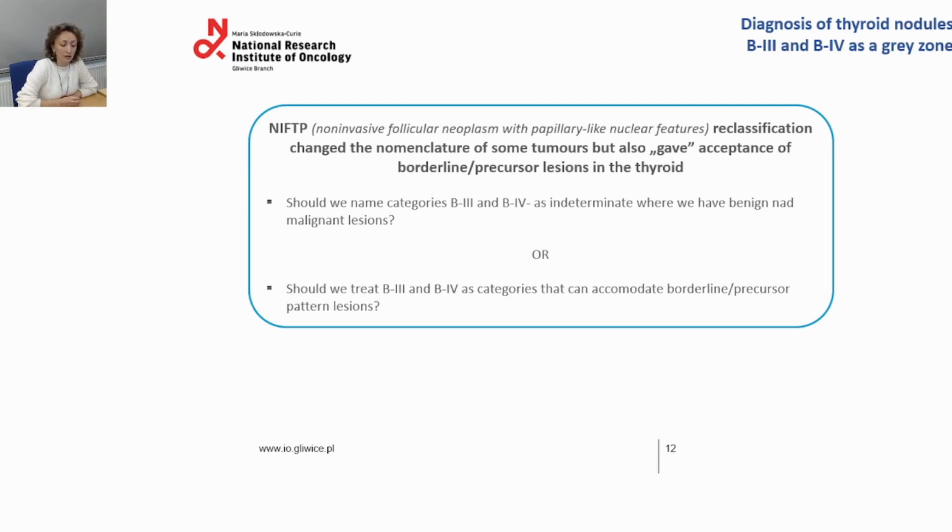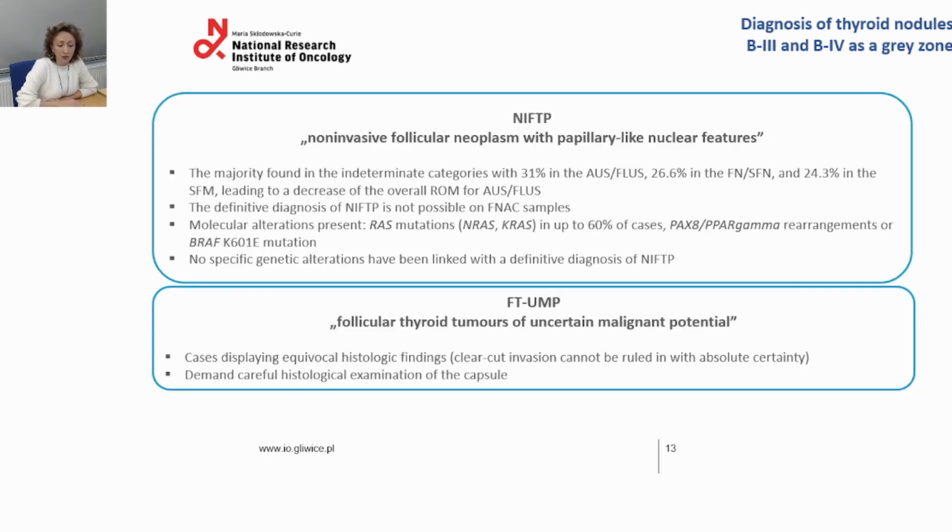the thyroid. And we can treat the B3 and B4 Bethesda categories as categories that can accommodate these borderline and precursor lesions. And these are not only NIFTPs, but also follicular thyroid tumors of uncertain malignant potential. When it comes to NIFTPs, the majority of them are located in the indeterminate categories, with a prevalence of 31% in B3, 26.6% in B4, and 24.3% in the B5 Bethesda class.